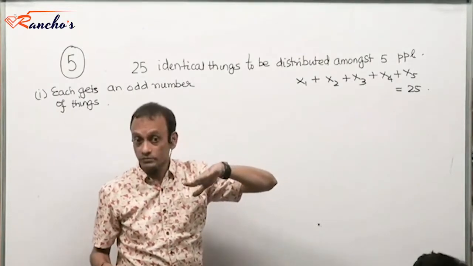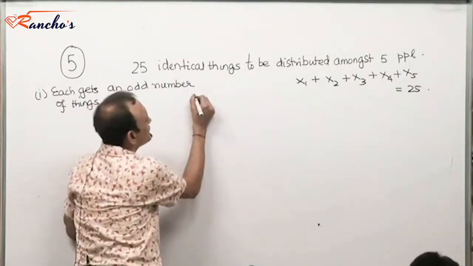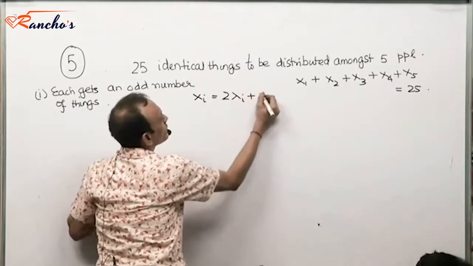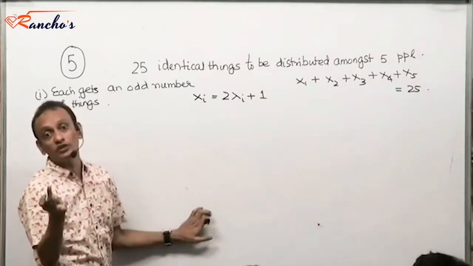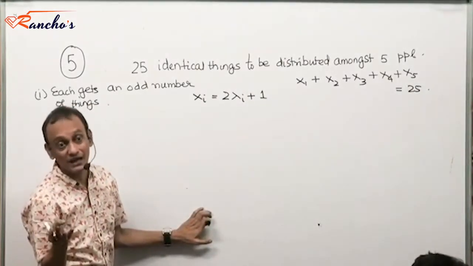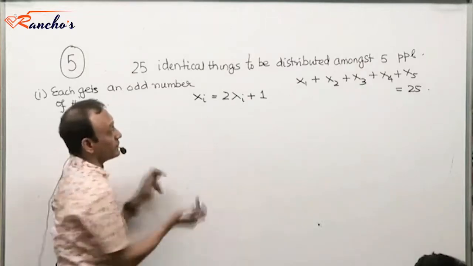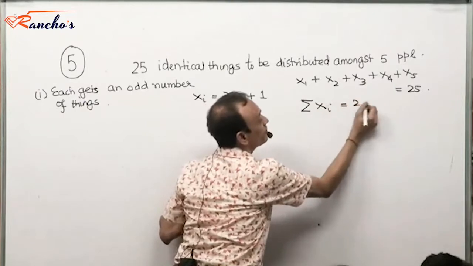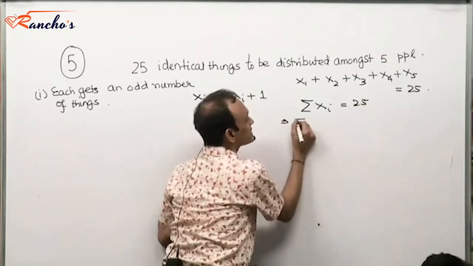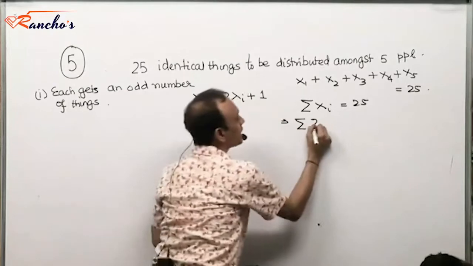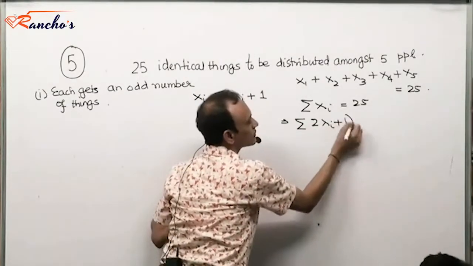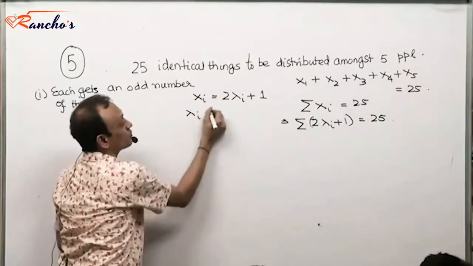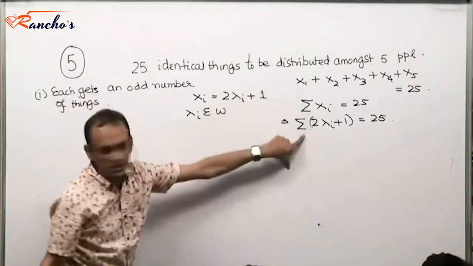Odd, right? So now, an xi can be like 2 lambda i plus 1, where lambda i could be 0, 1, 2, 3, etc. Lambda i's are whole numbers, right? So then, we are seeking the number of whole number solutions to summation xi equal to 25. That means summation xi means summation of 2 lambda i plus 1 added 5 times. We are seeking lambda i's that are whole numbers now, right? We transform from this to this.